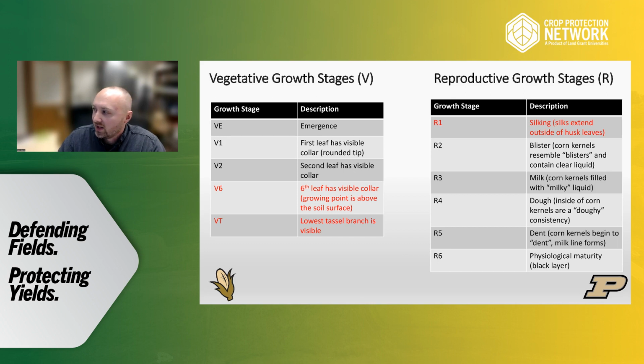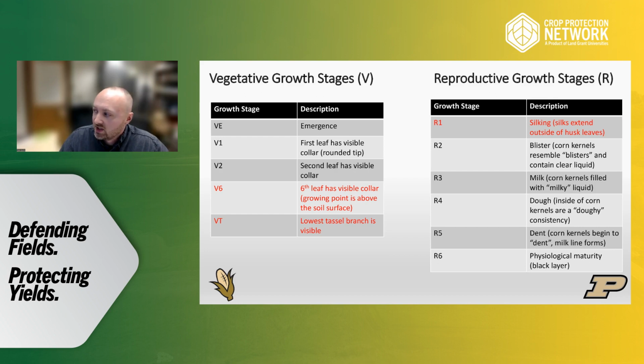And here I have highlighted in red the R1 growth stage. So the R1 growth stage, very similar timing to that VT, that tassel emergence. So R1 is when those silks are emerging outside the husk. That is another very critical growth stage in terms of potential yield loss caused by hail damage. So if we have severe leaf defoliation at that point in time, we're probably going to see a pretty severe yield loss.